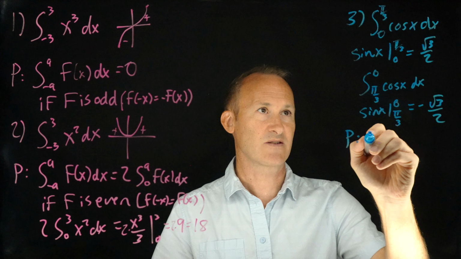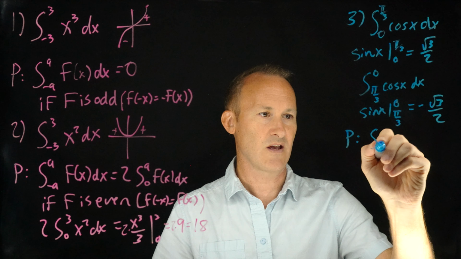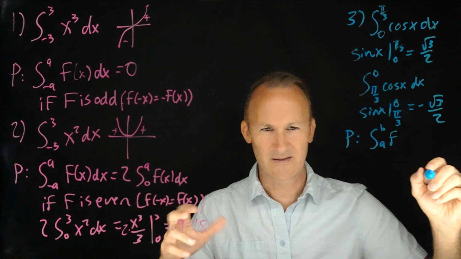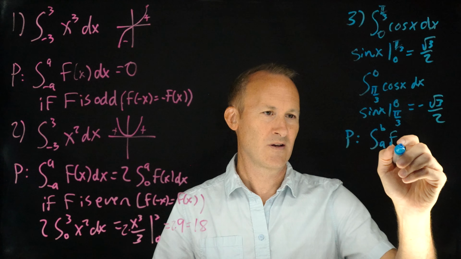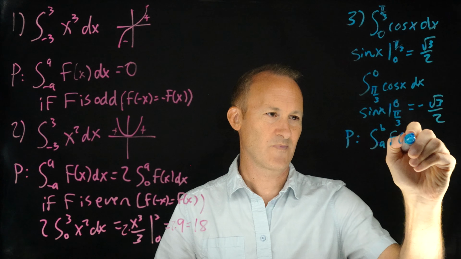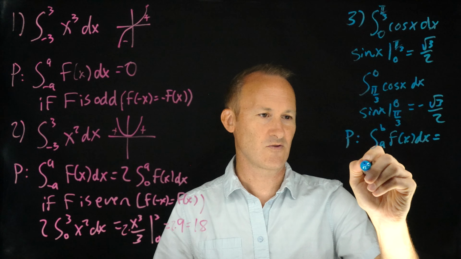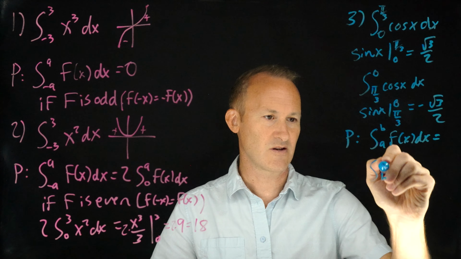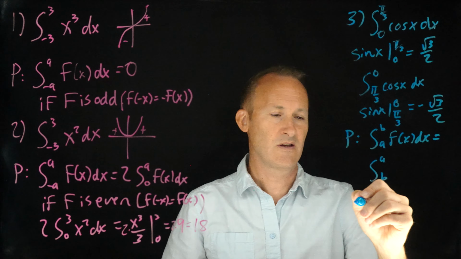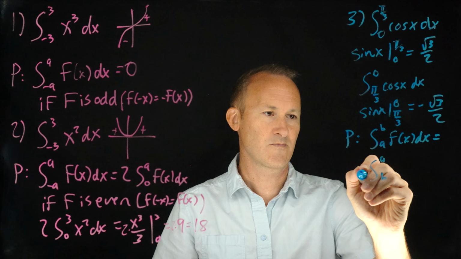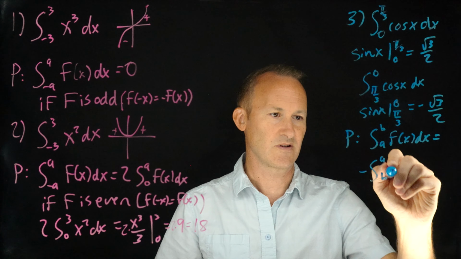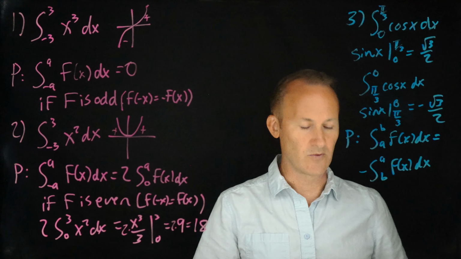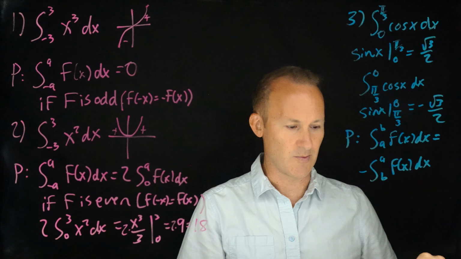The property basically says if you have an integral from, say, a to b of f(x) dx, I don't always write the dx, I should. But basically, what the heck, we'll write it. This is equal to, if you flip the b and the a, so the b is here and the a is here, that's what we did here, we flipped it, it becomes basically the negative of the original. So it's just the negative of the one that you had. Okay, so a nice little property.